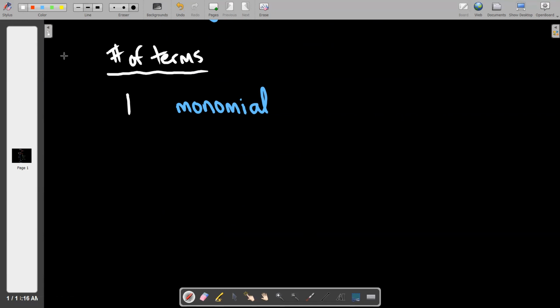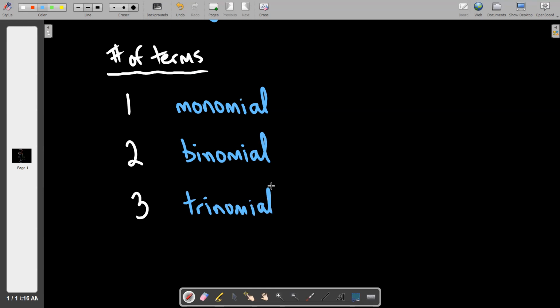A polynomial can also have 2 terms. Would you like to guess what that one's called? A binomial. Trying to use good handwriting so that your spelling and everything is correct in your notes. The last one that we actually have a name for is 3, and I bet you know what it is. Trinomial. It's just perfectly intuitive with what you think it would be. So mono refers to 1 term, bi refers to 2, tri refers to 3. Beyond that, we just call it a polynomial.